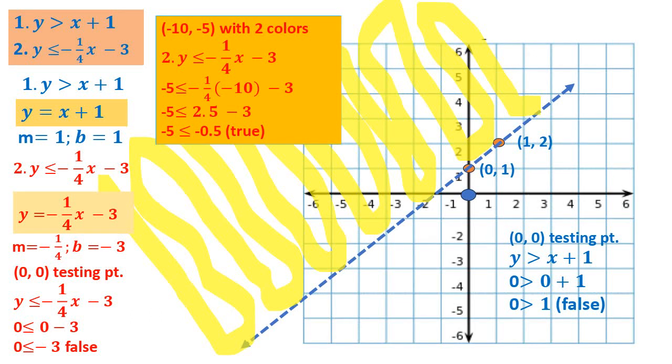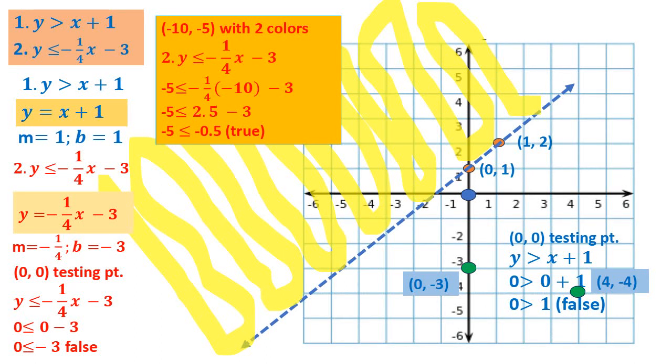Okay, so we are going to proceed graphing the second inequality, which is y less than or equal to negative 1/4 x minus 3. So we are going to set it to an equation, and the y-intercept is negative 3 and the slope is negative 1/4. So plotting the y-intercept, it's (0, -3), and then the second point will be, since it's negative 1/4, going down once and going to the right 4 units, and there is the second point.